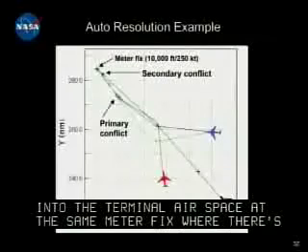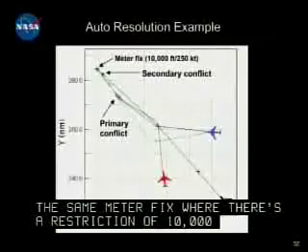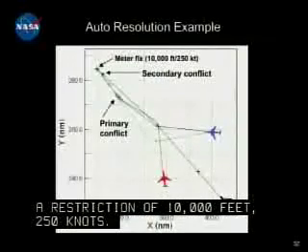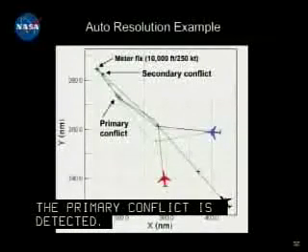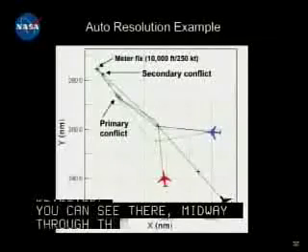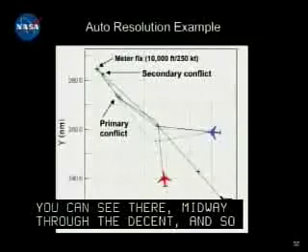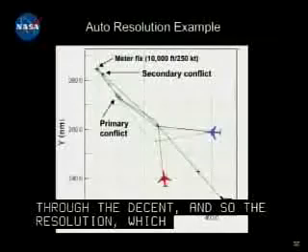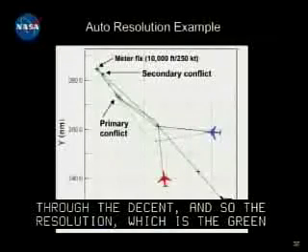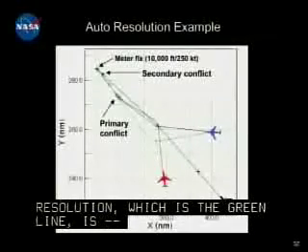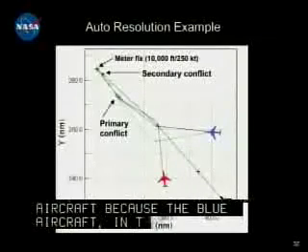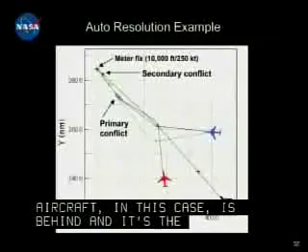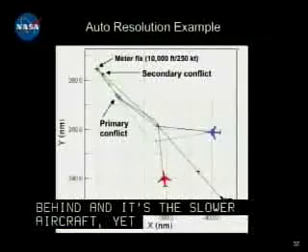10,000 feet, 250 knots. The primary conflict is detected, you can see there midway through the descent, and so the resolution, which is the green line, picks the blue aircraft because the blue aircraft in this case is behind and it's the slower aircraft, yet it detects a secondary conflict with the black aircraft.